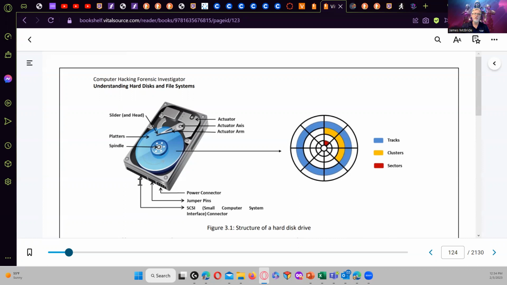You have jumper pins, and some of those pins actually will set it in certain modes so that data can be recovered in different ways. And then, of course, you have a place you plug in power.